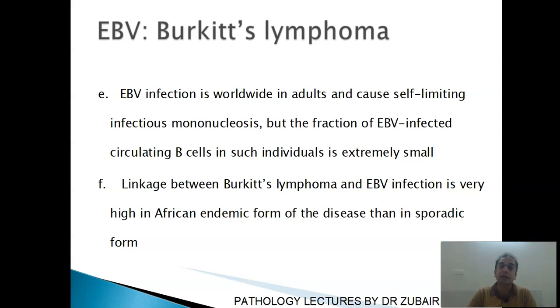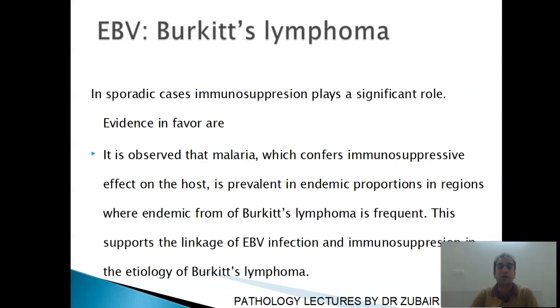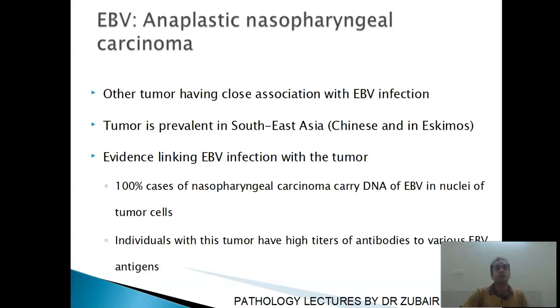Linkage between Burkitt's lymphoma and EBV infection is very high in the African endemic form than in the sporadic form. In sporadic cases, immunosuppression plays a significant role. Evidence for this: it is observed that malaria, which confers an immunosuppressive effect on the host, is prevalent in endemic proportions in regions where the endemic form of Burkitt lymphoma is frequent. This supports the linkage of EBV infection and immunosuppression in the etiology of Burkitt's lymphoma.